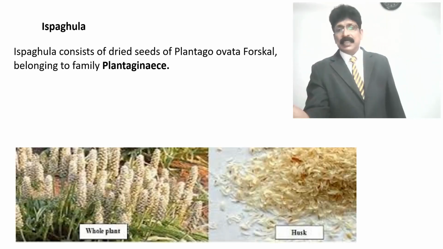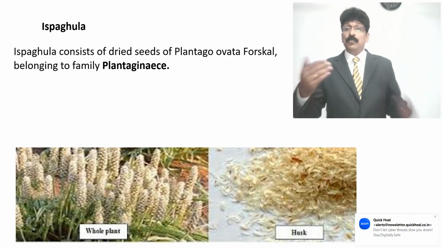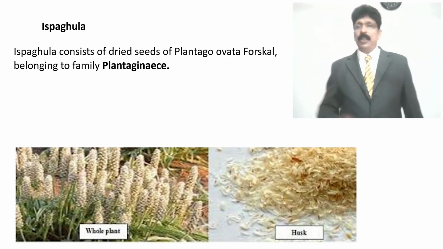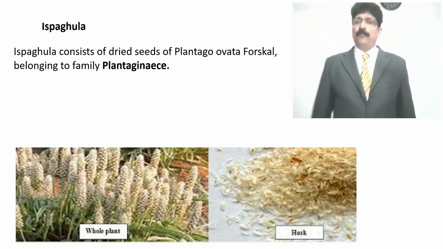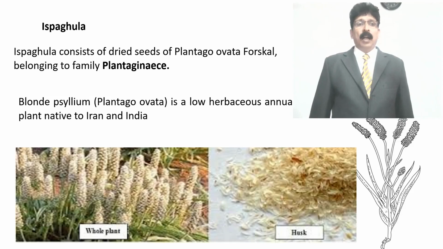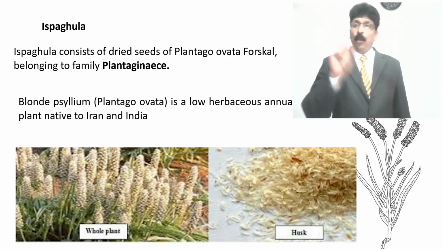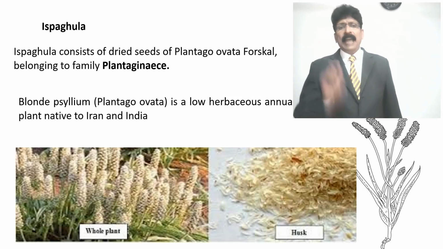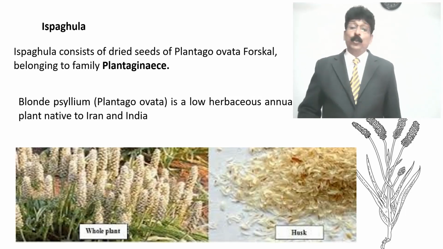The husk, the outer skin, has a swelling property, which is used for evacuating the bowel. It has absorbing and swelling capacity, giving the pressure for expelling the stool from the colon. This is the plant, just a drawn plant. Blonde psyllium is also a synonym. Plantago ovata is a low herbaceous annual plant native to Iran and India.